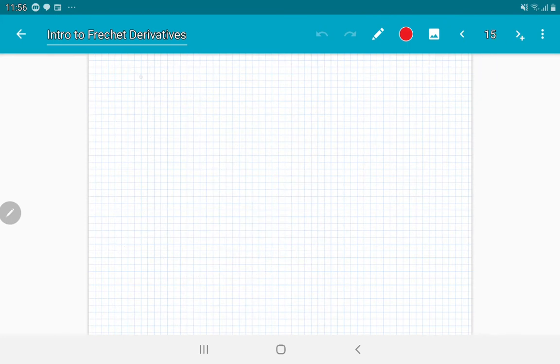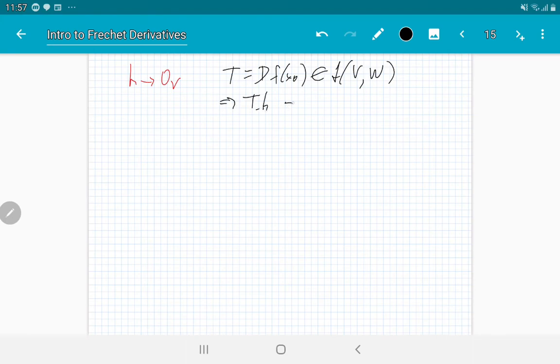Okay. First of all, when h goes to 0, I have the following. Remember that T, the Fréchet derivative at x naught, is a bounded linear operator from V to W, therefore it's continuous, therefore T times h goes to 0 in V.